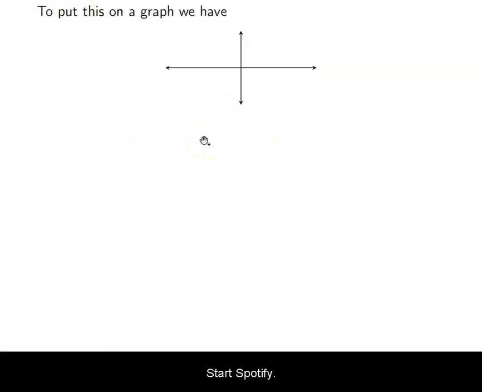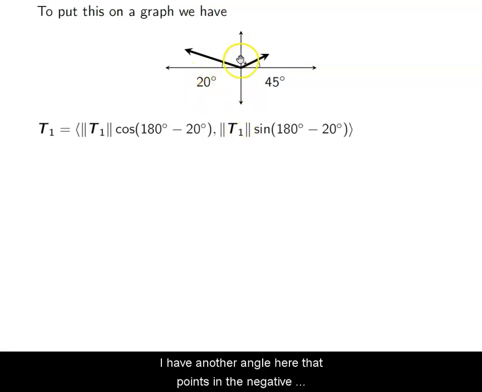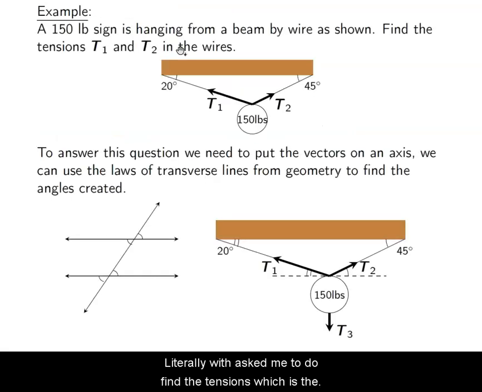So let's put this on a graph. I have T2, I have T1. I know this is 45. I know that this is 20. I have another angle here that points in the negative direction with a magnitude of 150. So let's write these in terms of components. So first I'll use T1, right? If I want it in component terms, I have no idea what the length of this is. That's literally what they're asking me to do: find the tensions, which is the magnitude of T1 and the magnitude of T2.